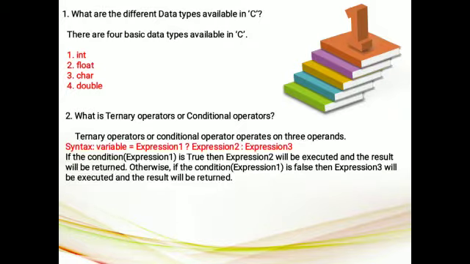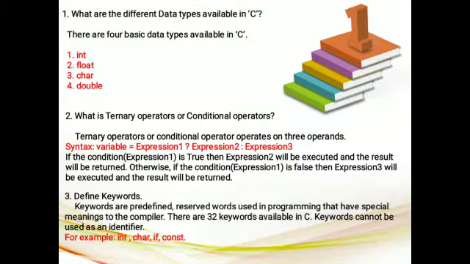What is ternary or conditional operators? Ternary or conditional operators operate on 3 operands. Syntax: variable = expression 1 ? expression 2 : expression 3. If the condition or expression 1 is true, then expression 2 will be executed and the result will be returned. Otherwise, if the condition or expression 1 is false, then expression 3 will be executed and the result will be returned.